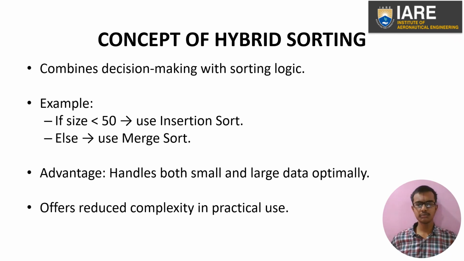Now let's go through the concept of hybrid sorting with an example. Generally, hybrid sorting combines decision making with sorting logic. If the size of the array is less than 50, use insertion sort. Else, we use merge sort. This is a logic which we can apply as an example of hybrid sorting. An advantage we have for this is that it handles both small and large data optimally. It offers reduced complexity in practical use.